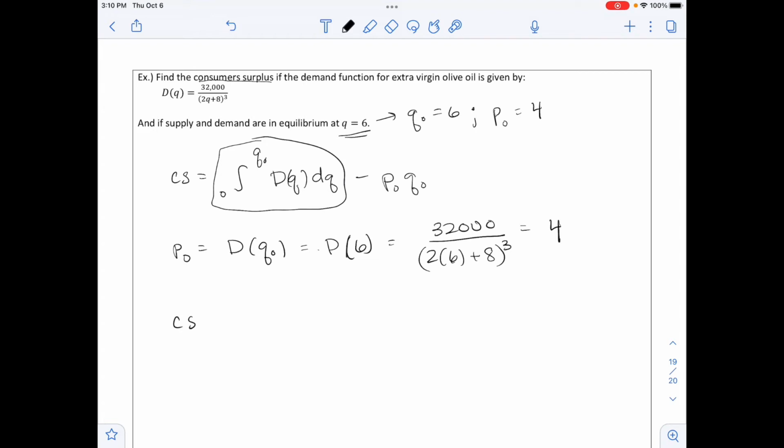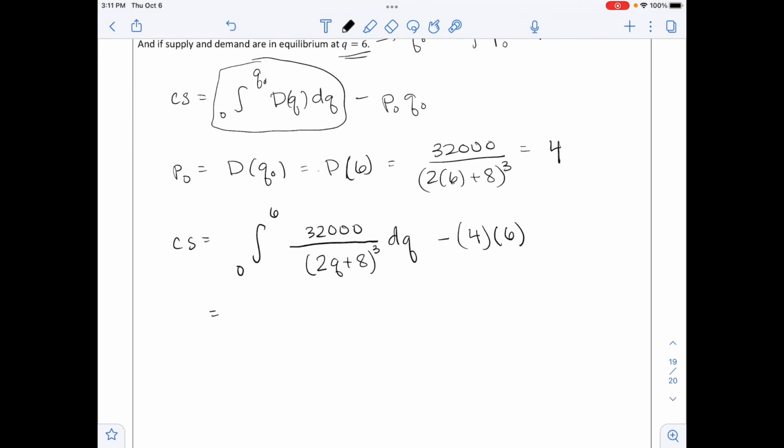And so from here, our consumer surplus function is going to become the integral from 0 to Q naught, and Q naught is 6, of D of Q dQ, and D of Q we're given. That is 32,000 over (2Q plus 8) cubed dQ, minus P naught, which we just found was 4, and Q naught, which we know is 6.